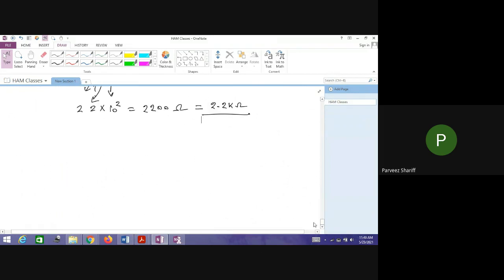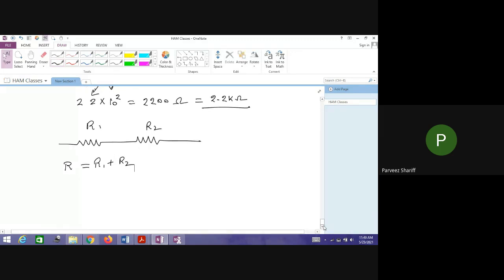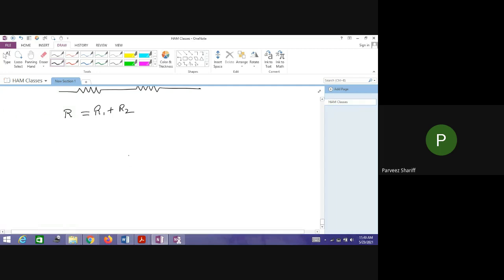I'll just take once again the resistor values here. This is R1, this is R2. Now, how do we find the total resistance when they are connected in series? So R is equal to R1 plus R2. Correct? Perfectly fine. Now let me introduce one more type of circuit.